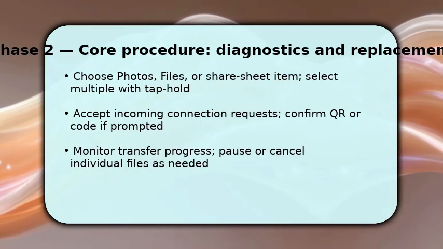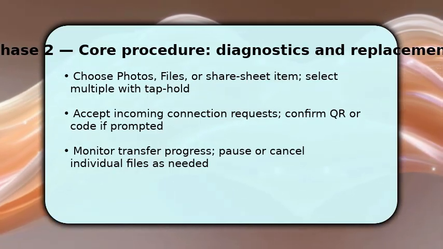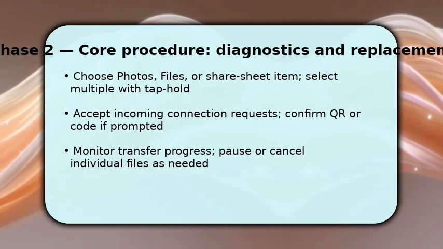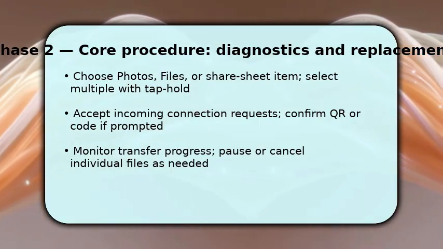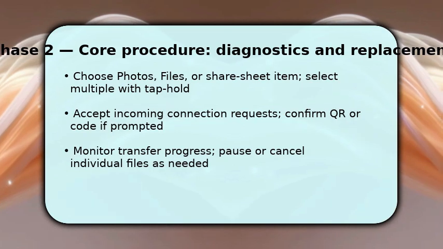Accept the incoming prompt on the receiver. As files stream over, watch progress bars. LocalSend retries small failures automatically, so transfers are robust even across brief network blips.